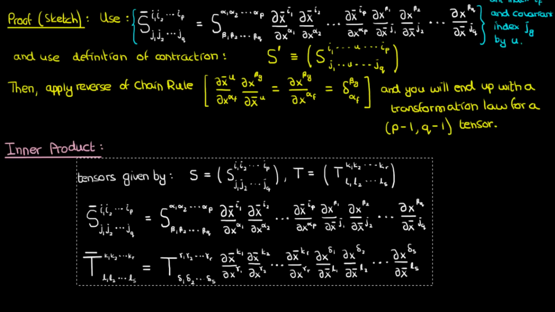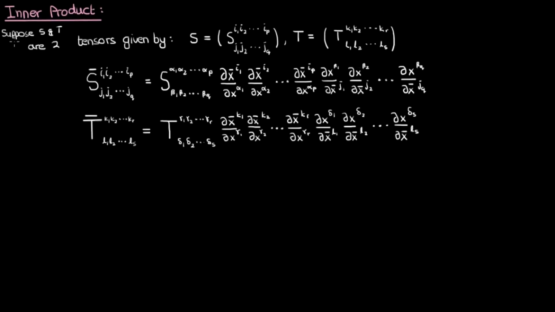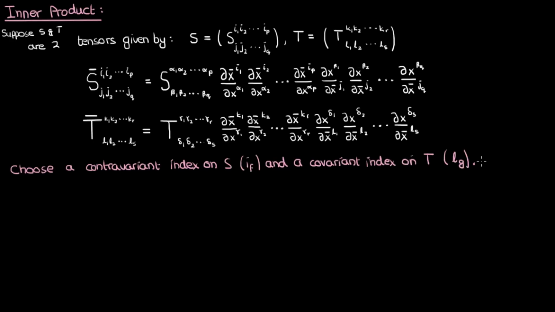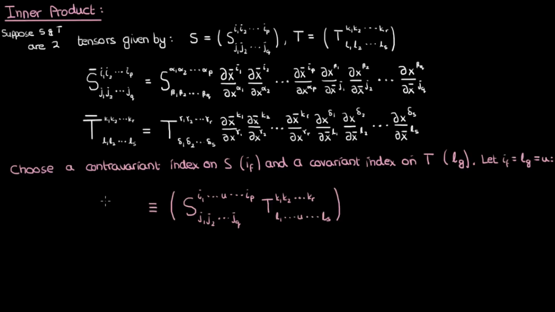Say I've got my two tensors S and T with these transformation laws. If I want to take an inner product between S and T, I need to first pick a contravariant index on S, let's call that i_F, and I need to pick a covariant index on T, let's call that l_G. Of course, F can be any integer from 1 to P, and G can be any integer from 1 to S. What I do next is I equate those two chosen indices to a dummy index U, take the product of the components of S and T with that dummy index U in there, and then sum that product over U. When I do all this, I get the inner product of S and T with respect to the contravariant index i_F and the covariant index l_G.